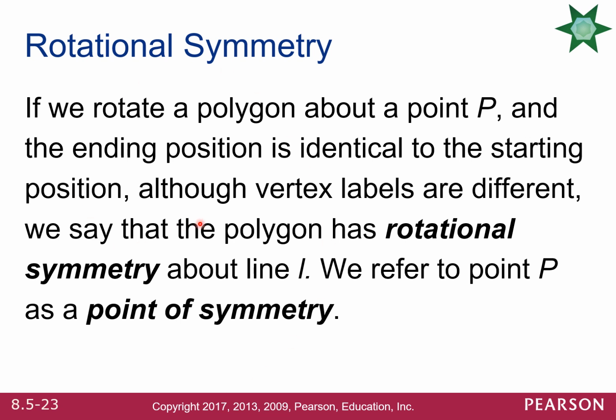Now to talk about rotational symmetry, this is similar to the rotational transformation that we learned before. It says here if we rotate a polygon about a point P and the ending position is identical to the starting position, although vertex labels are different, we say that the polygon has rotational symmetry about point P. We refer to point P as a point of symmetry. So without trying to explain this, I'm going to go to the next slide, which has an example, and I think it'll be more clear if we try to understand rotational symmetry through an example.